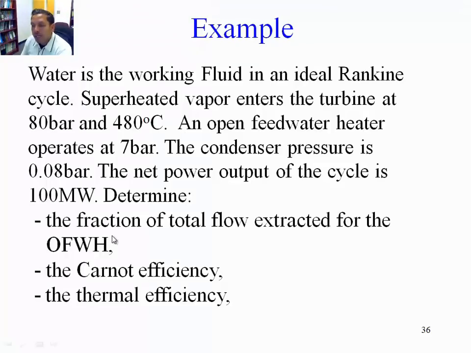First thing we'll determine is the fraction of the total flow extracted for the open feed water heater, the Carnot efficiency, and the thermal efficiency. Notice that I am not including adiabatic efficiencies in the turbine or in the pumps. But you can very well add those kinds of irreversibilities to the cycle and see how that affects the entire system.